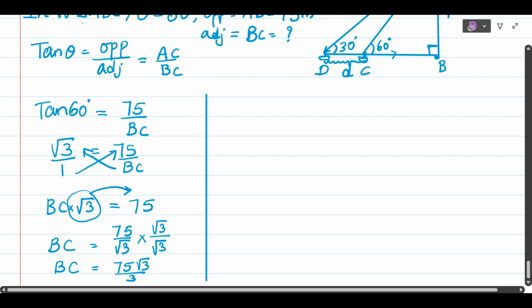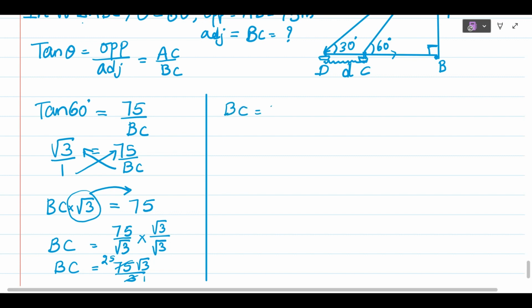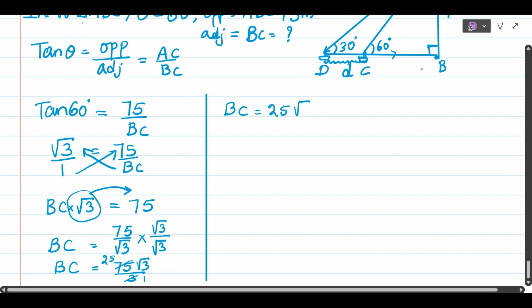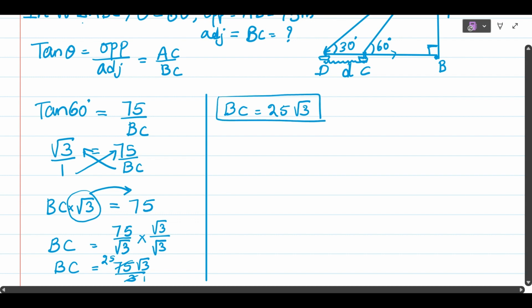So now in the 3 table, 3 and 75 have a common factor 3 itself. 3 2s are 6, difference 1. 3 5s are 15. So how much did we get for BC? We got BC as 25 root 3. You can keep root 3 like this or you can multiply 1.732 into 25. Did you understand, students? Now coming to our diagram.